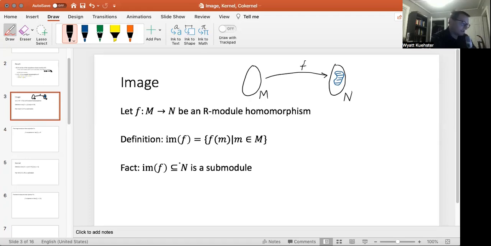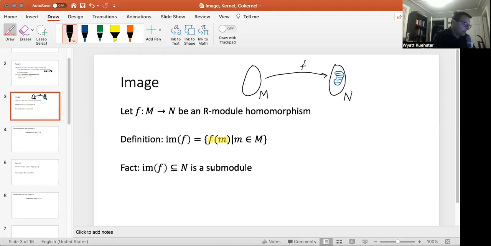And it's the same definition if you have an R module homomorphism or a homomorphism between any two algebraic structures of the same type. The image is the collection of all the things of the form f of m. So it's all the things that f hits, where you let m run through the entire domain of the function. But now the new fact is that the image actually has the structure of a submodule.